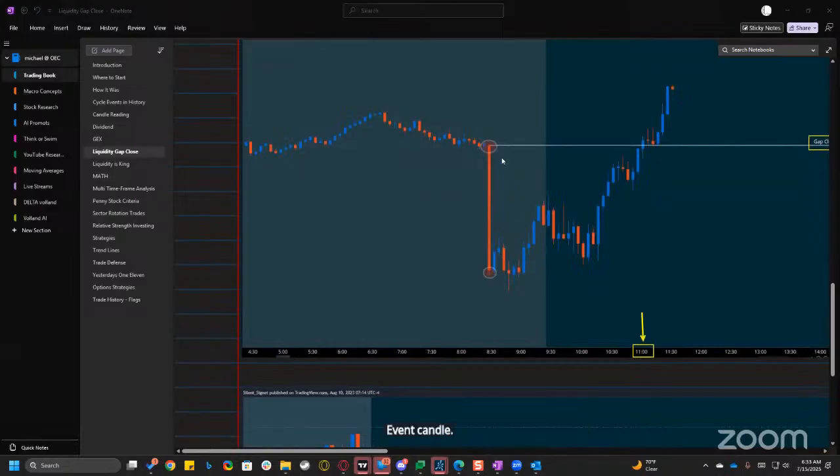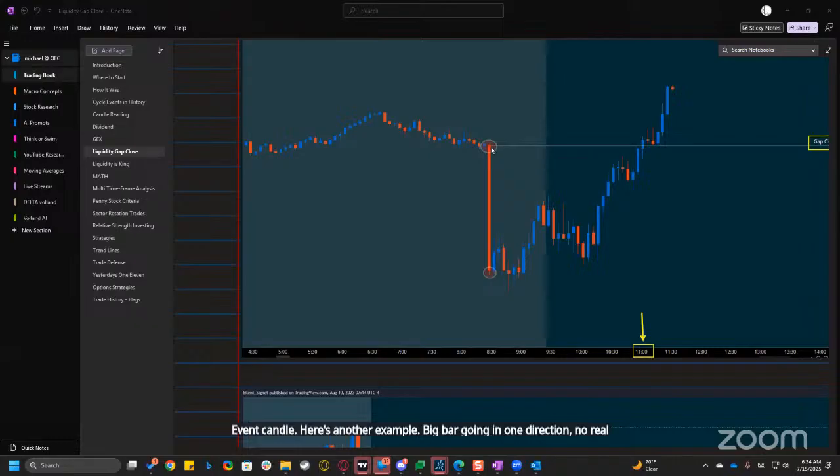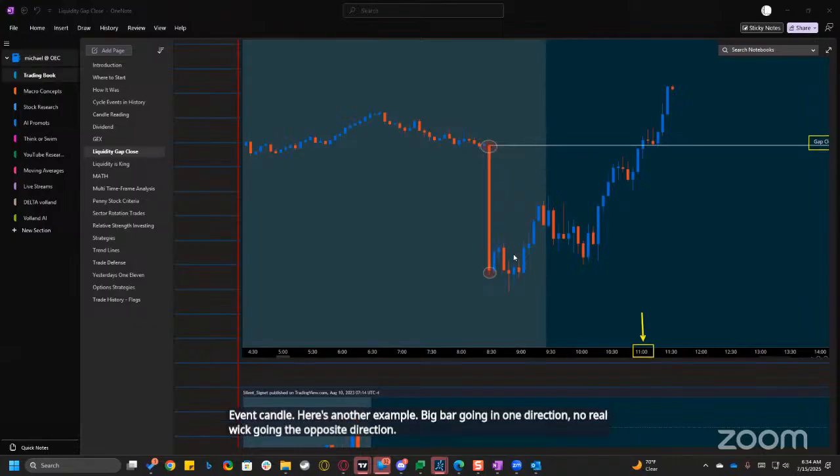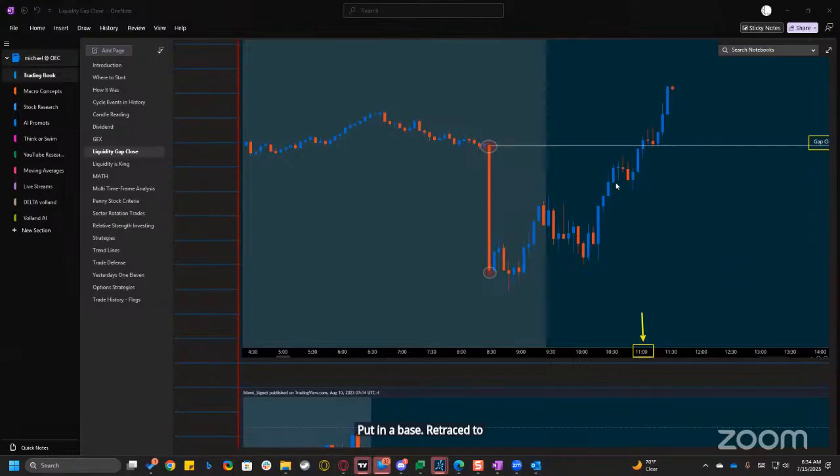Here's another example. Big bar going in one direction, no real wick going the opposite direction. Put in a base, retraced to 50%, finally got back and got the gap closed around 11.